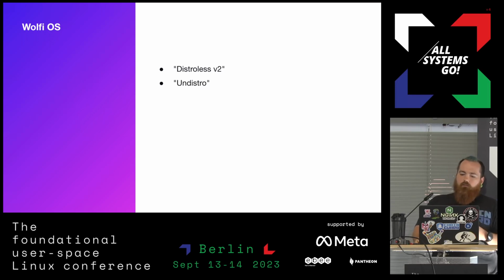Undistro, because it's not specifically a Linux distribution. It is built specifically to run on container runtimes. It does not ship with the Linux kernel, so it relies on the underlying host for that. So again, only what is absolutely necessary to run the container. That's how we get this reduction in CVEs and reduction in sizes that we saw earlier.